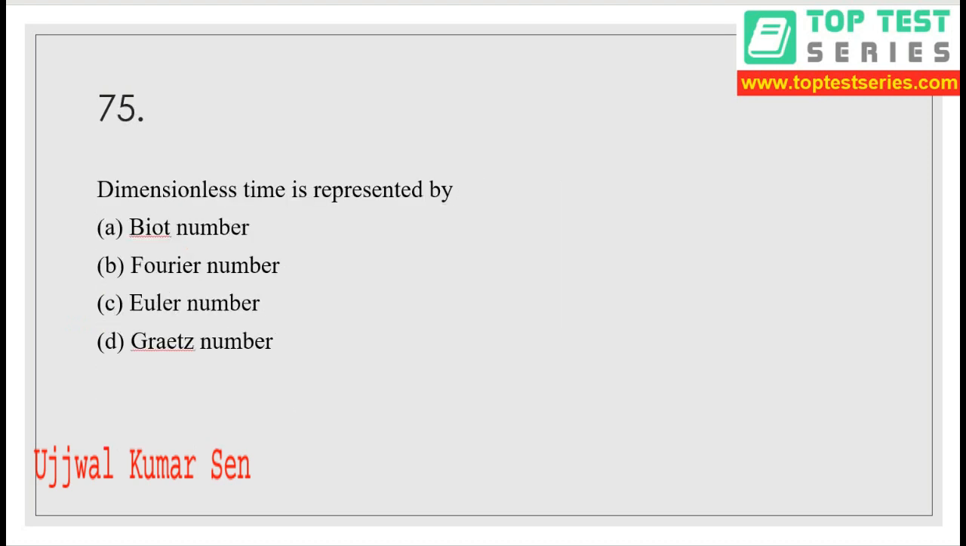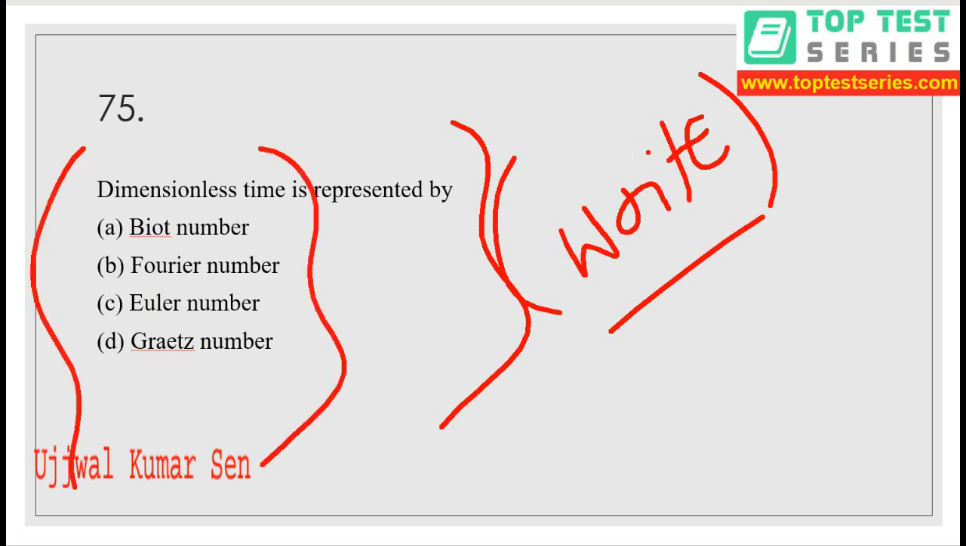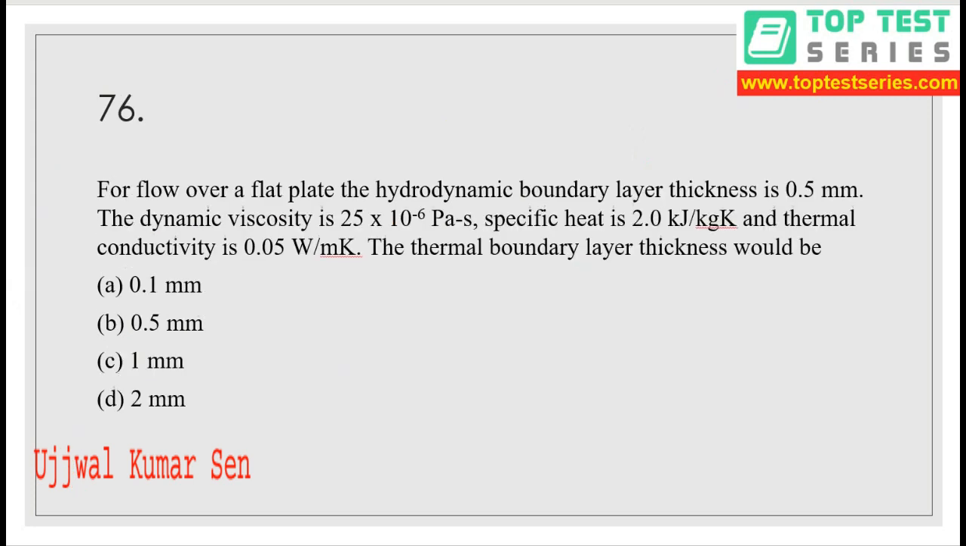Question number 75. Dimensionless time is represented by. How are we able to represent dimensionless time? This is the question you have to solve yourself. Do your research, read from books, whatever you can do, and write the correct answer in the comment section. Let's see how many students are watching till this section. And let me tell you one more thing, my dear. All these numbers we have given are dimensionless numbers, right?